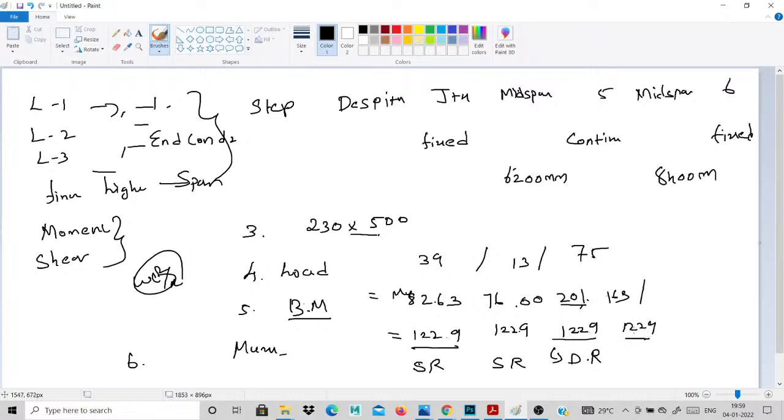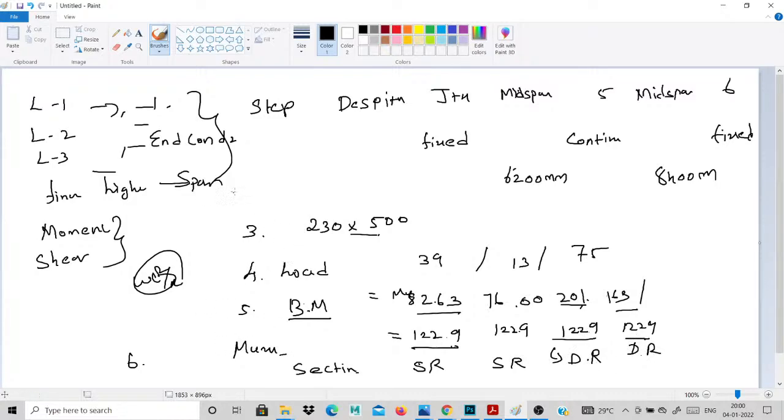This moment is 122. This is 163, 132, 160. This is also designed as doubly reinforced. This is the section type. Okay, how to mention your section type based on your moment value, then maximum moment. The maximum 122 is the minimum, so this portion is singly, this portion is doubly, this portion is doubly.